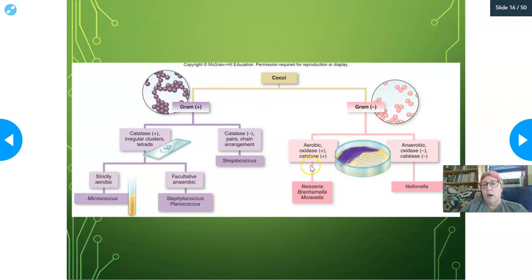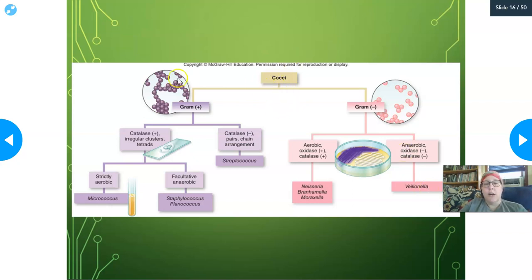And so if it's an aerobic gram-negative cocci that's oxidase positive and catalase positive, then it could be Neisseria, Branhamella, or Moraxella. If it's gram-negative, it's anaerobic, and it's oxidase and catalase negative, it could be Veillonella, I can never spell that one.